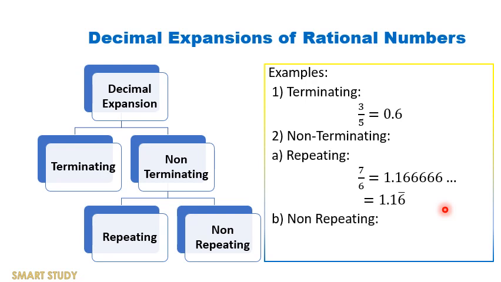Next, non-repeating. Here we are dividing 22 by 7, then we'll get 3.14285714 and so on. Here also there is no end for the decimal places and no digit is repeating in a particular order. There is no particular pattern in the decimal expansion. So this is non-repeating because digits are non-repeating, and non-terminating because there is no end for the decimal places, and here also we will not get 0 in the remainder.